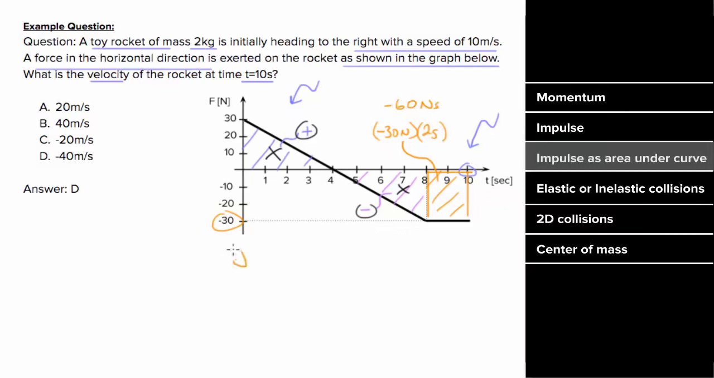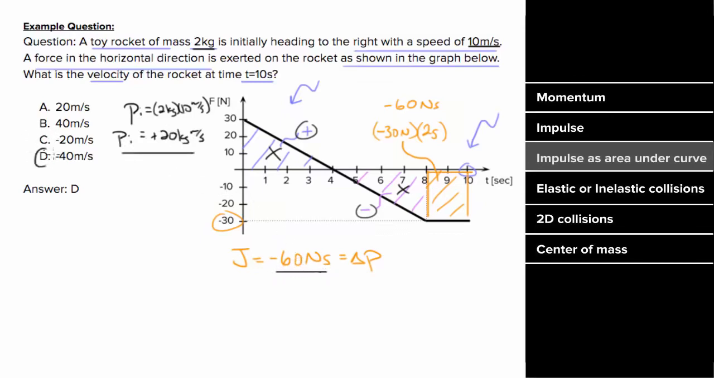So if the impulse on this object is negative 60 Newton seconds, that's going to equal the change in momentum of that object. How much momentum did this object start with? The initial momentum of this object is going to be 2 kilograms times the initial velocity, which was 10 meters per second to the right, which is positive 20 kilogram meters per second. So if the initial momentum of the rocket is positive 20 and there was a change in momentum of negative 60, the final momentum just has to be negative 40.